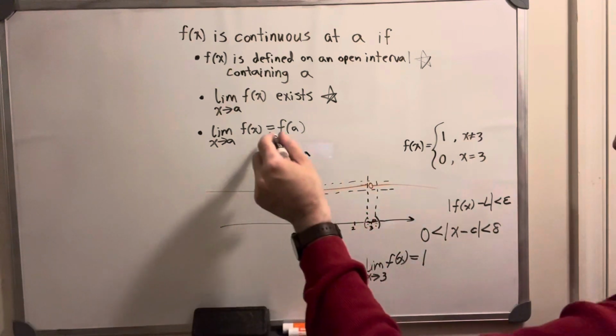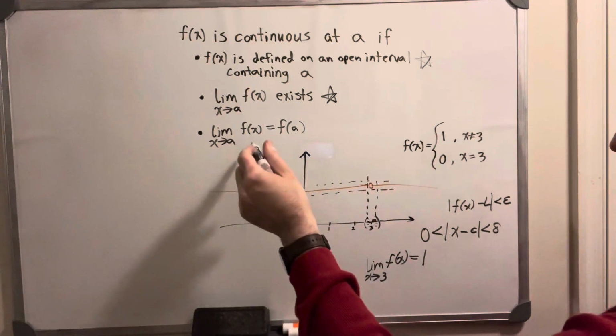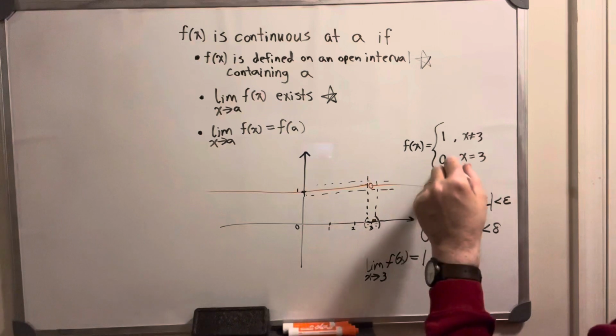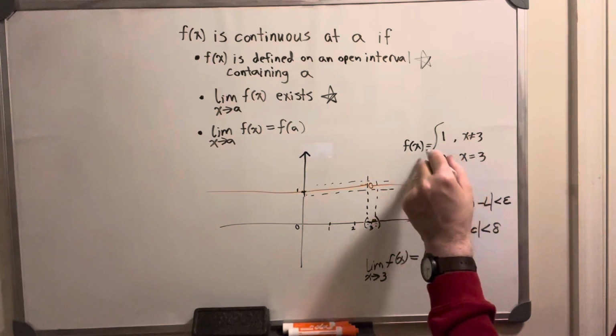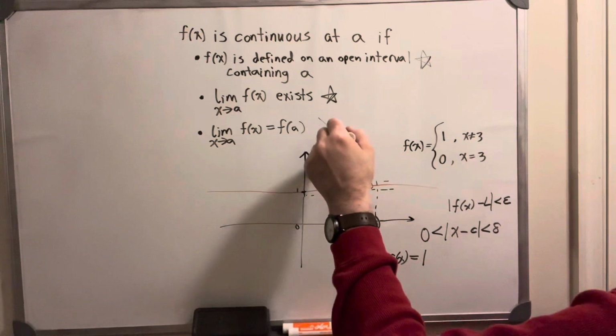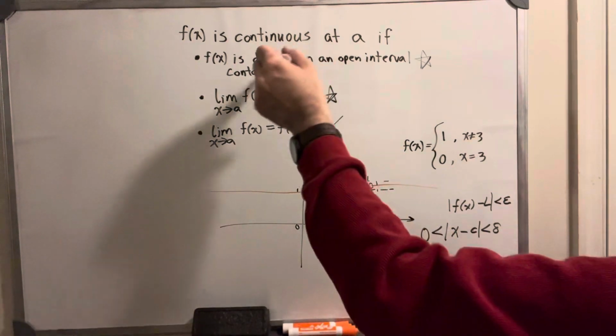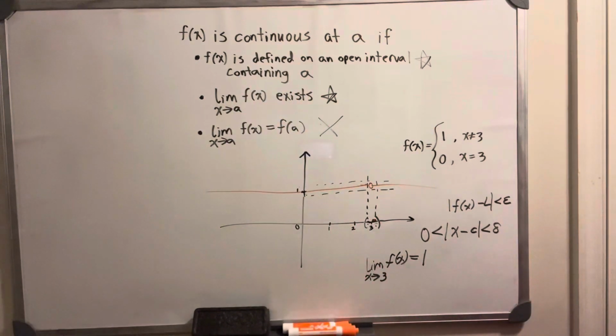But is the value right at 3 equal to the limit, which is 1? No, because the function says f of x is 0 when x equals 3. So because it did not meet all 3 of these criteria, the function is not continuous at 3.